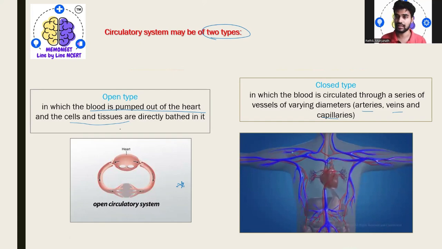Okay. In general, there is a river, and the water from the river is directly flown to the agriculture land. So that is an open circulatory system. Now there is a river, and the water from the river flows to the agriculture land, but through a proper water canal system. So that can be considered as a closed circulatory system. This is clear, the difference between the open and closed circulatory system.